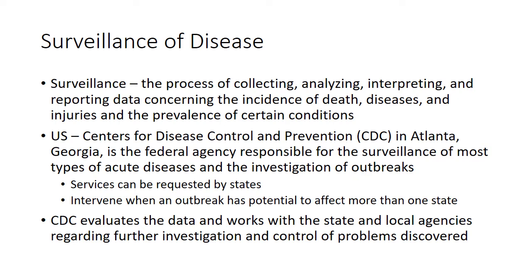But services may also be requested if there's a particular outbreak of a disease in the state. They can request the help of the CDC to come in and investigate. Or, if they feel there is an outbreak with the potential to affect more than one state, the CDC may intervene to help control the spread. They work hand in hand with state and local agencies to figure out what kind of further investigation is needed and how they can get control of the problem that's been discovered.